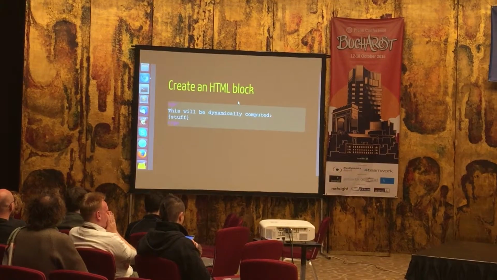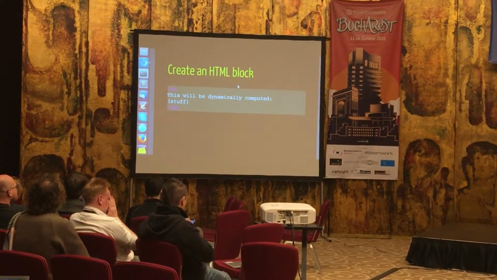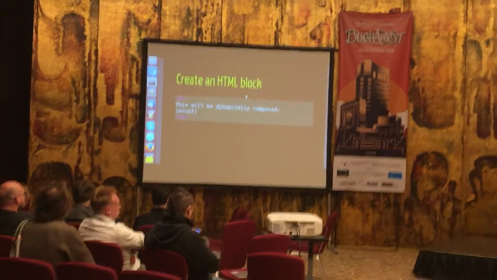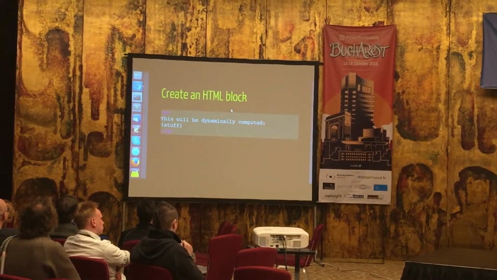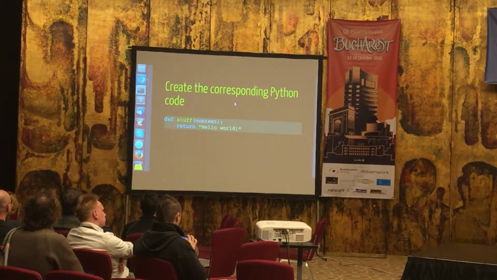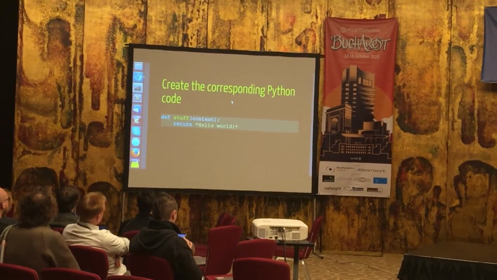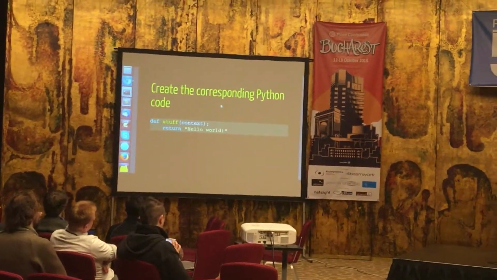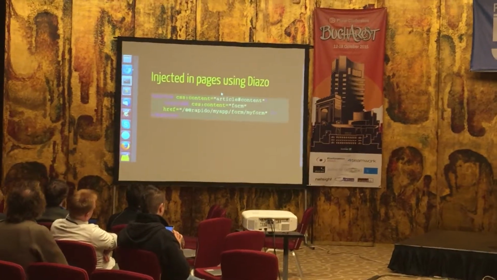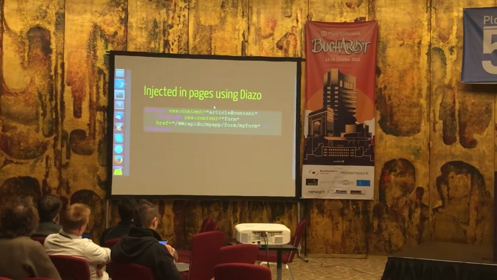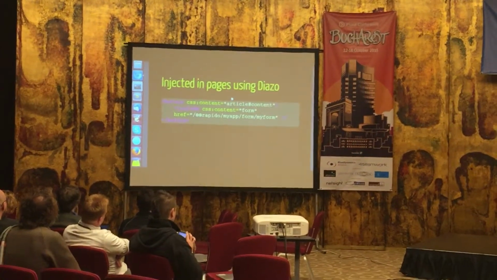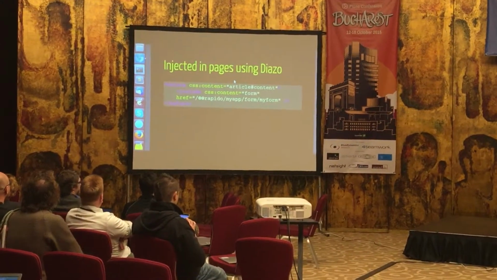You will have this kind of stuff, for instance. You just make your HTML, and this will be dynamically computed stuff that way, and you just need to implement stuff somewhere like that, okay? Just a Python function, and you return whatever you want. And it's going to be displayed, it's going to work, okay? It's inserted into any page in Plone using Diazo. So Diazo is part of the theming interface, so that's easy, of course.